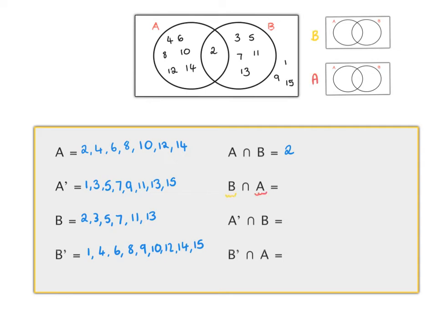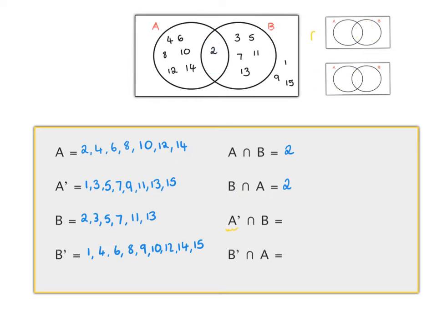I'm going to do the same for the next one, so we're going to shade in B on the first Venn diagram, A in the second Venn diagram. What is in both? What is shaded? It's also 2. So B intersection A is 2, and you'll notice that they're actually the same answer.